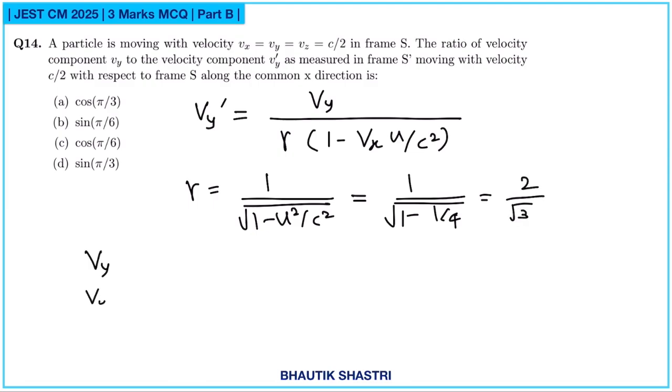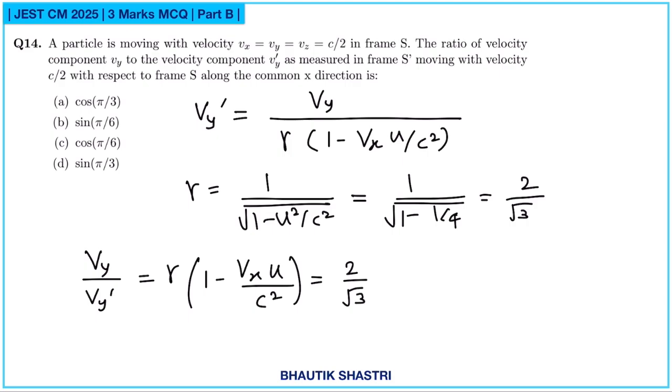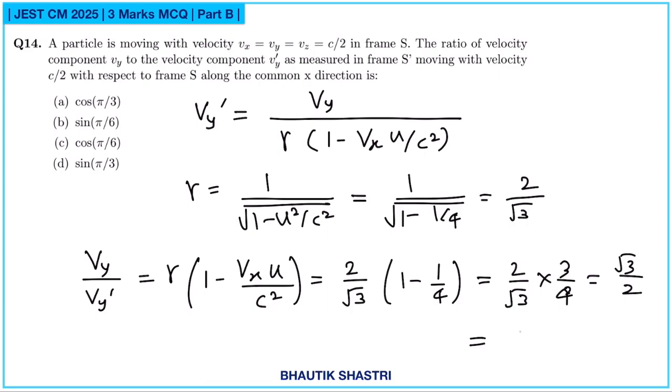So Vy by Vy dash is equal to gamma in bracket 1 minus Vx u by c square. This is 2 by root 3 into 1 minus, again c by 2 times c by 2 by c square, 1 by 4. So 2 by root 3 into 3 by 4, which is root 3 by 2, and that is equal to cos pi by 6. So here option C is correct.